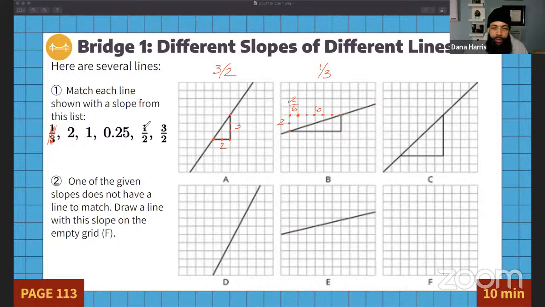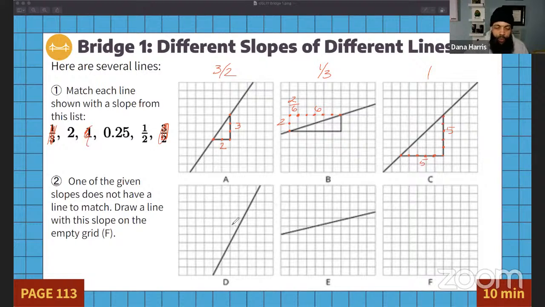We've knocked out the 3 over 2. And then here we go. Once again, let's do the rise. If I start here, 1, 2, 3, 4, 5. And then the run, starting here, 1, 2, 3, 4, 5. So 5 over 5, which gives us 1.